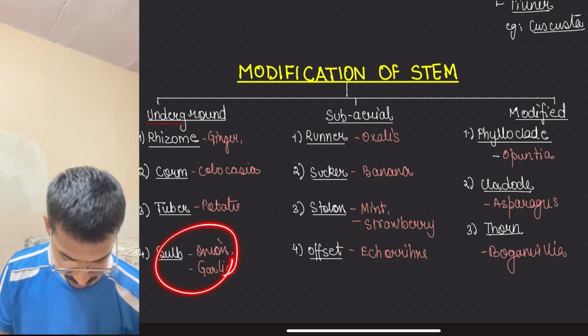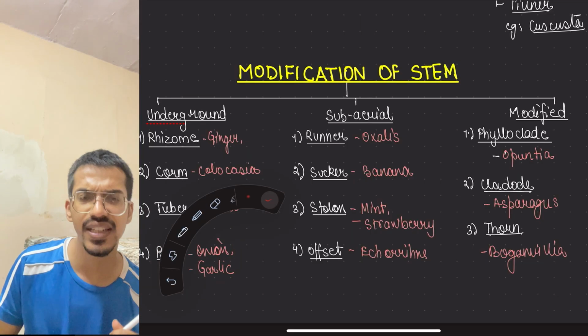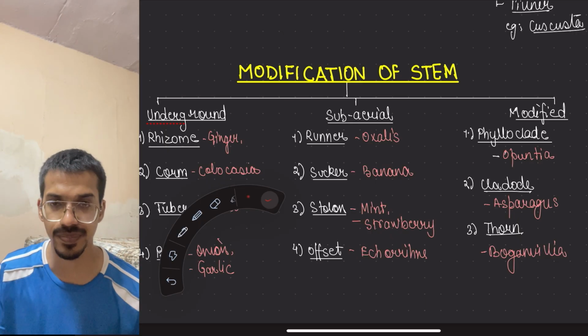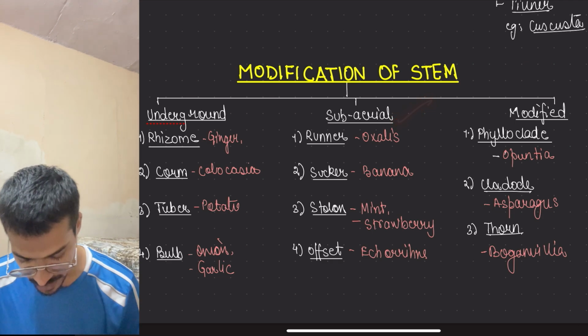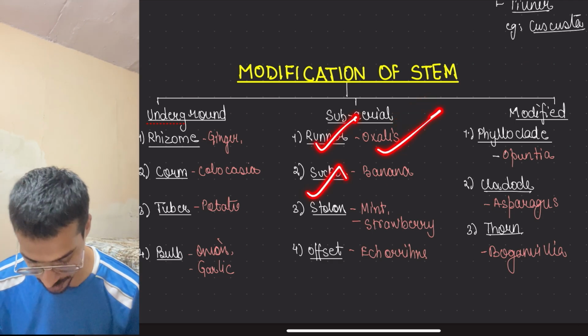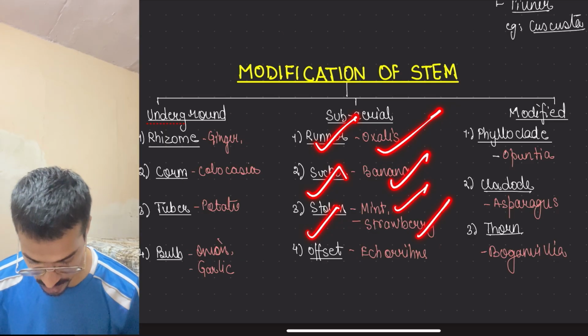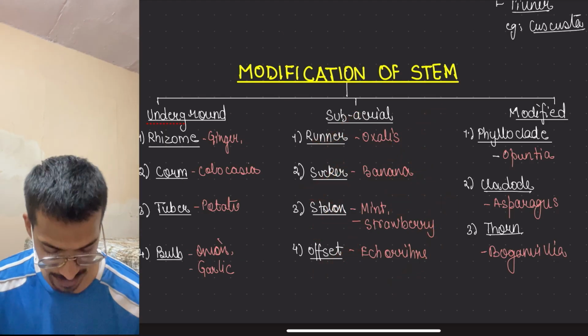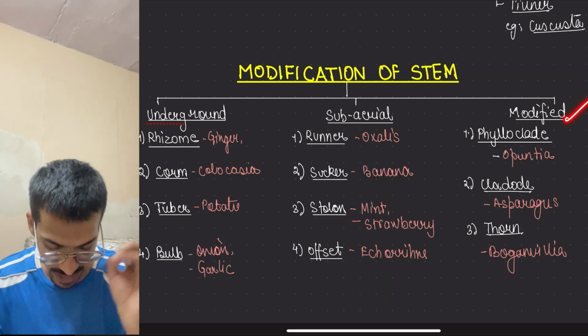Okay. So bulbils, we have onion and garlic. They are the bulb kind, where the fleshy leaves are there, which we eat. Then we have subaerials, meaning a little bit up, a little bit down. So we have runners like oxalis, suckers like banana, stolons like mint and guava, offsets like eichhornia. These are the examples. Just remember them with their names.